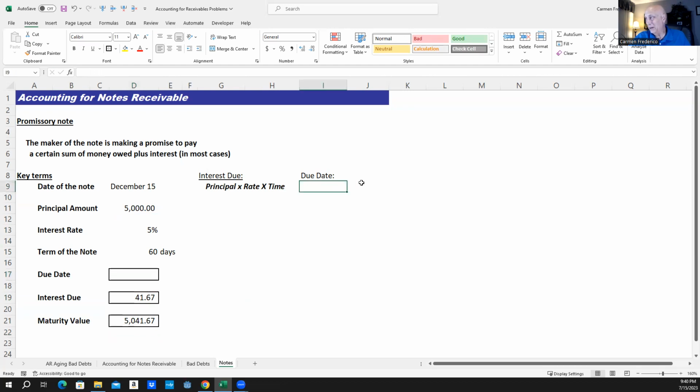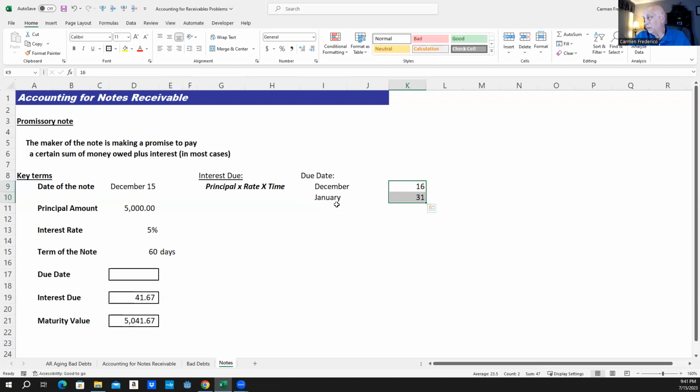Okay. So now we need to calculate what the due date is. So the due date of the note, there's a couple ways to do it. Let's do it the old-fashioned way first. So the note was made on December 15th. How many more days are left in December? Okay. If the note was made on December 15th, there are 16 days left in December, right? 31 days in December. The next month is January. January has how many days? 31. So far we've accounted for 47 days out of the 60 days.